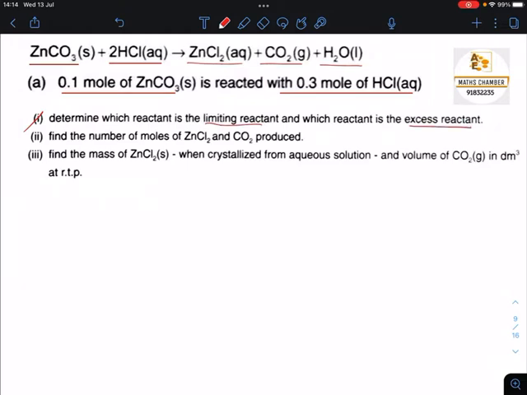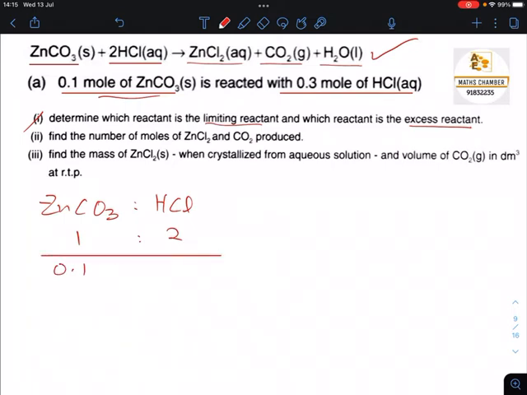From the balanced chemical equation, zinc carbonate is to hydrochloric acid: 1 mole of zinc carbonate will react with 2 moles of hydrochloric acid. The given amount is 0.1 instead of 1, and 0.1 is to 0.3 moles of acid. Simplified, 0.1 and 0.3 gives 1 is to 3. That means our zinc carbonate here is our limiting reactant.